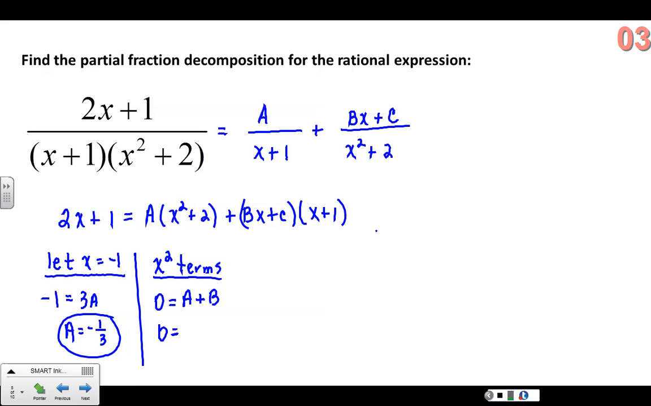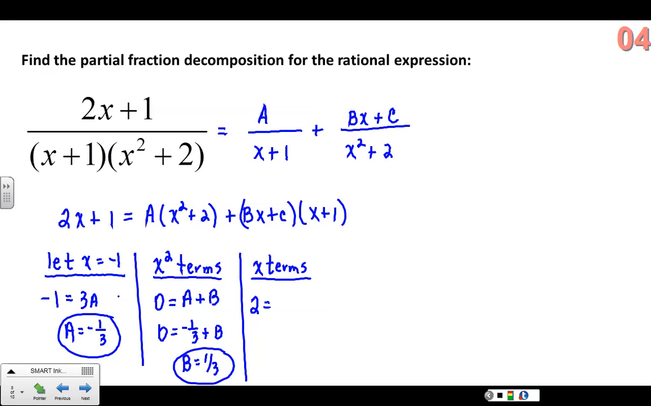Well, we know what A is, so B must be positive 1/3. But we still haven't found C, so let's see what we could use to find C. In this case, there's Bx squared, Bx, Cx, and then C is a constant. So we could use just the x terms and see if that will help us find C. So the x terms: 2 is the only x term I have on the left, equal to, there are no x terms in this part.